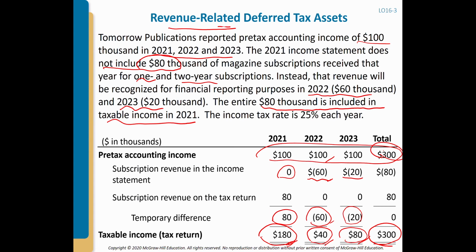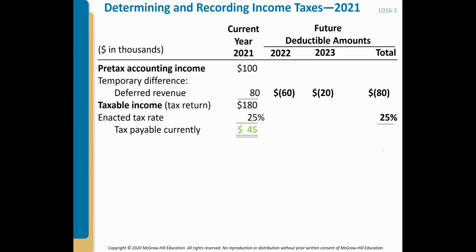Let's do the journals. Let's analyze 2021. So 180 is the taxable income. Let's say the tax rate is 25%. You times 25%, that's how we get 45. 45 should be the tax we owe right now. We should pay tax on 180.